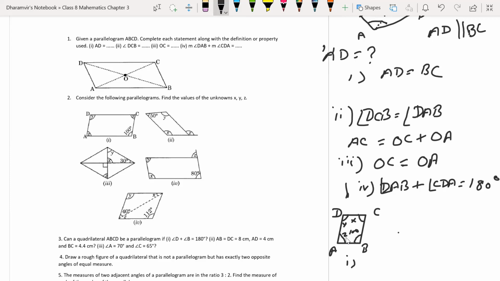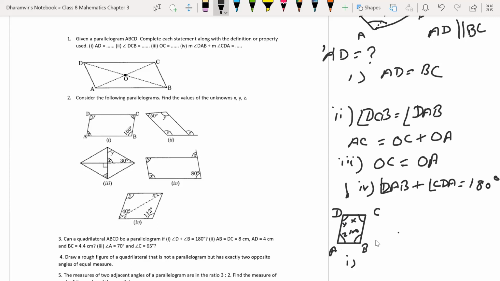Before knowing this, let's remember the properties of a parallelogram. In a parallelogram, opposite angles are equal and adjacent angles are supplementary. It means A and C are equal, B and D are equal, and adjacent angles, A and D, D and C, C and B, B and A, are all supplementary. So using these properties of parallelogram, we can calculate this.